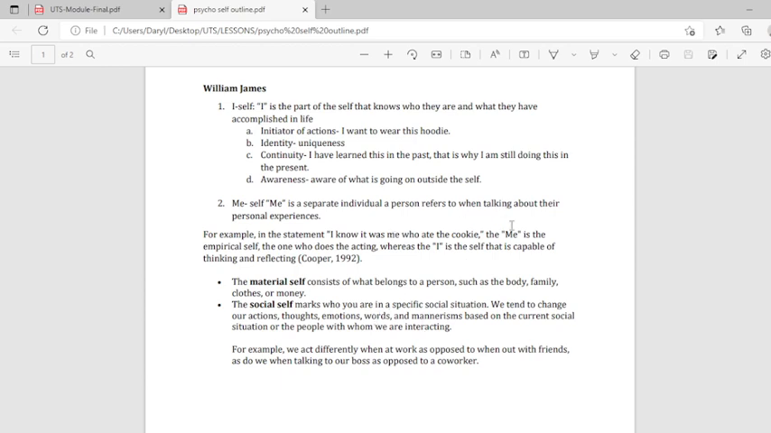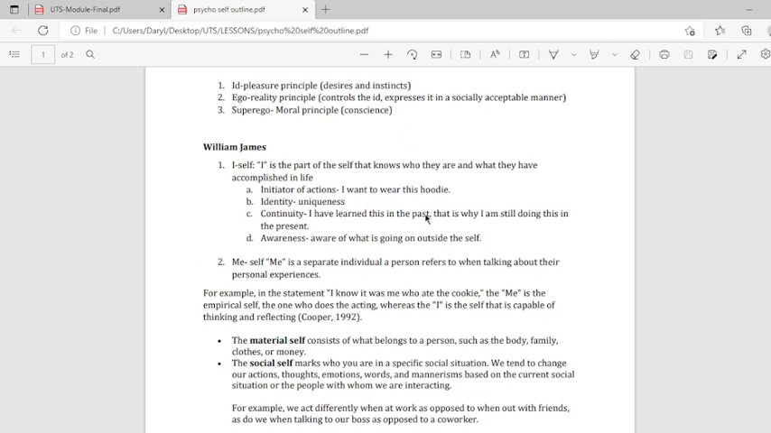For example, when you make the statement, I know it was me who ate that cookie, it is the me who is actually doing the action. But when you are capable of thinking that you are the one who is eating that cookie, that is now the I acting. Okay? The one who does it is the me. The one who initiates that act of the me is the I. That is according to William James. Si me ang nag-act, si I ang nag-initiate.